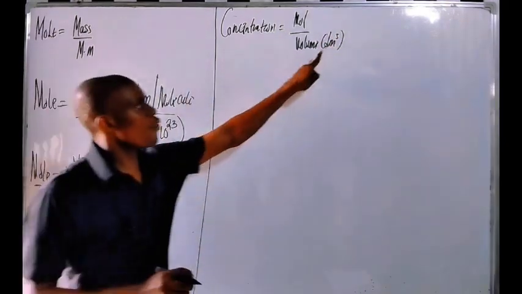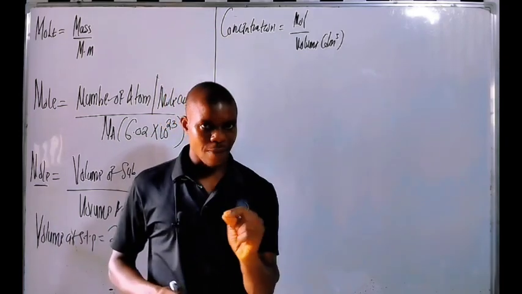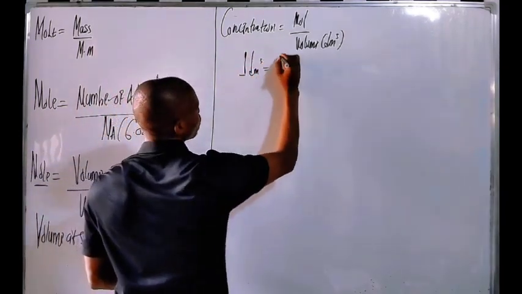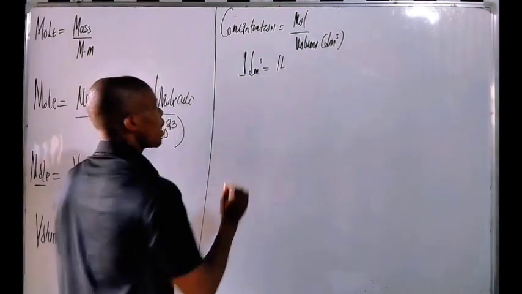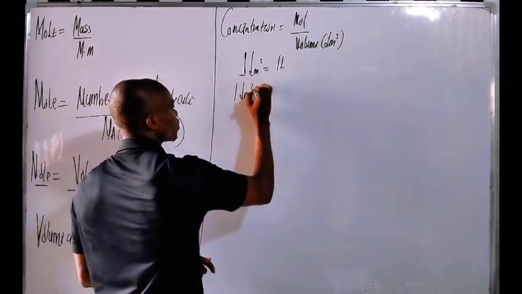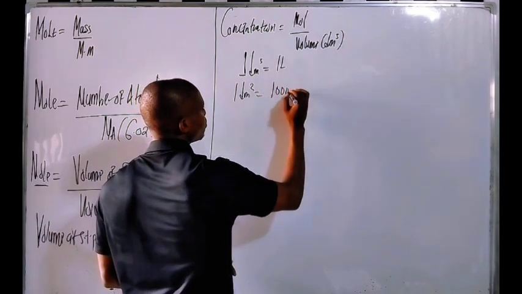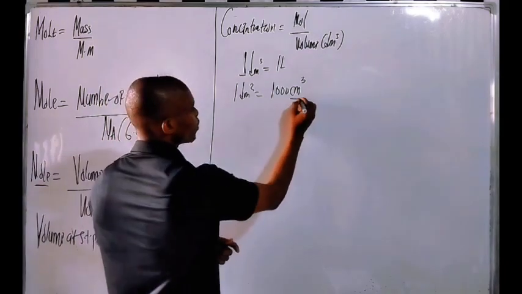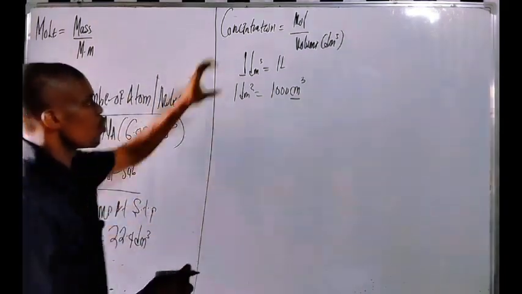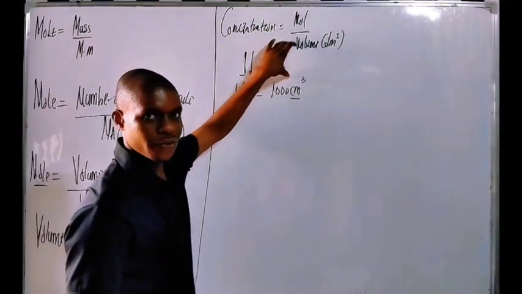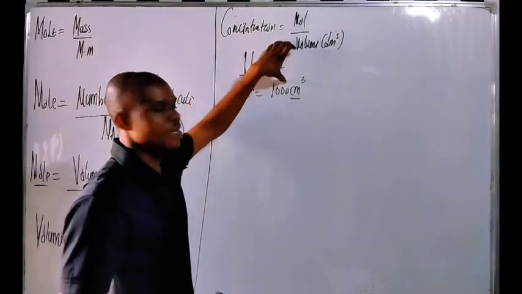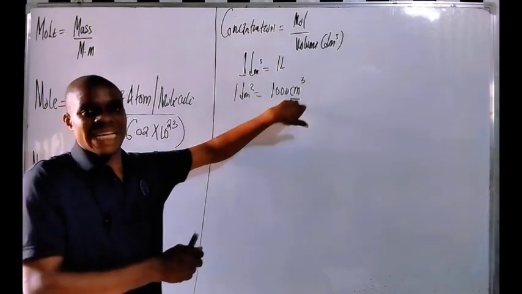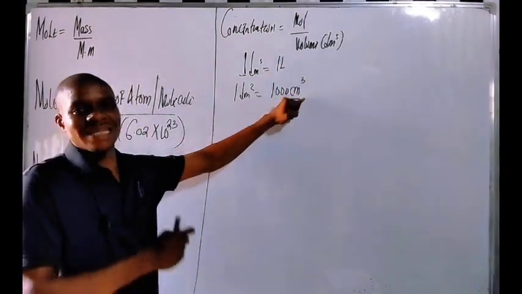Now, dm³ is the same thing as liter. So 1 dm³ is the same as 1 liter, and 1 dm³ is 1000 cm³. Cm³ is also milliliter. So you can use dm³ or liter interchangeably. Just remember that 1 dm³ is always equal to 1000 cm³, and this cm³ is also the same thing as mL.